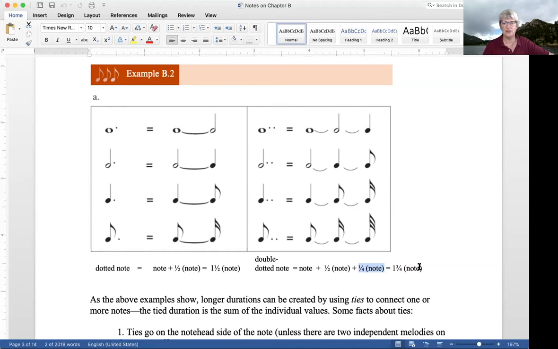Yes, there is such a thing as a triple dotted note, even a quadruple dotted note, but we will probably never see those in this class.